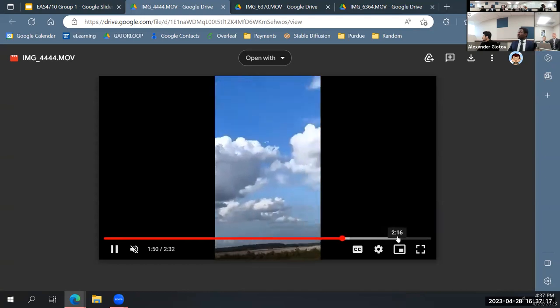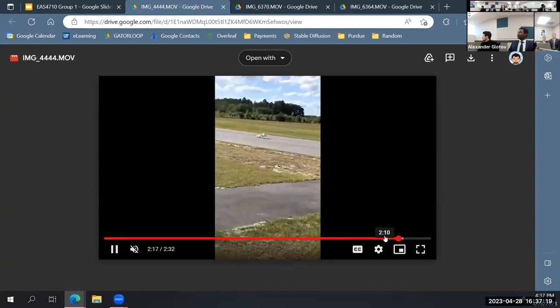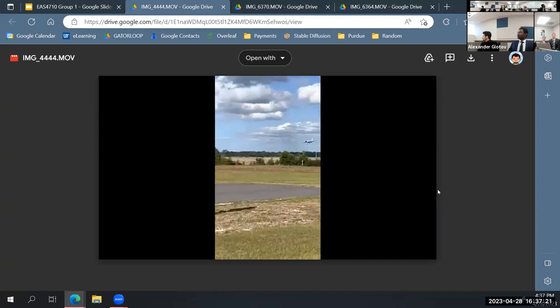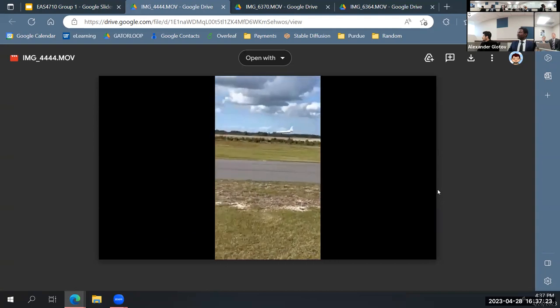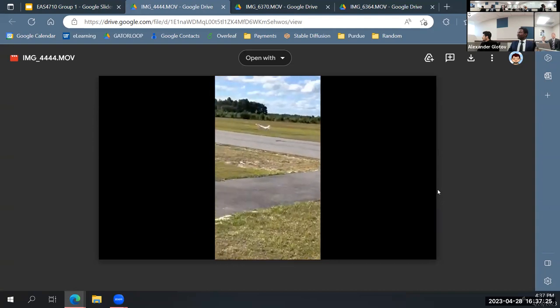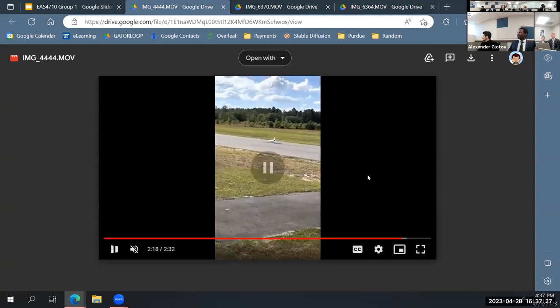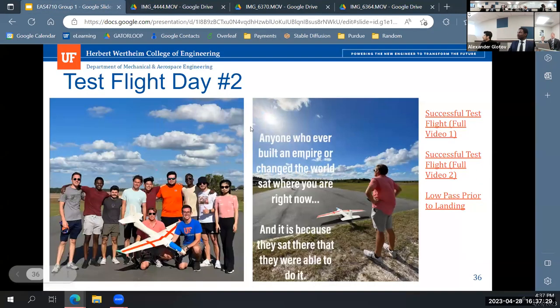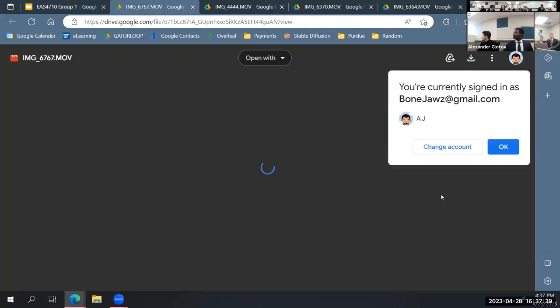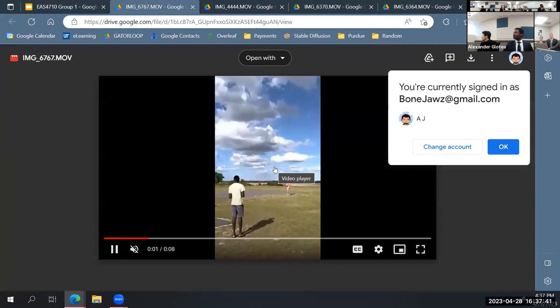And here I'm going to be setting up for a landing approach. A little bit of a sneak peek there. So I'm coming in, you can see I flare a little too early and stall the airplane, but I was able to have enough power, a little increase of power, and with the stabilators, get the airplane on the ground, a little bit of a bouncy landing there. And we had a successful test flight. We can also play the low pass prior to landing, just a quick little snippet of the plane going by.